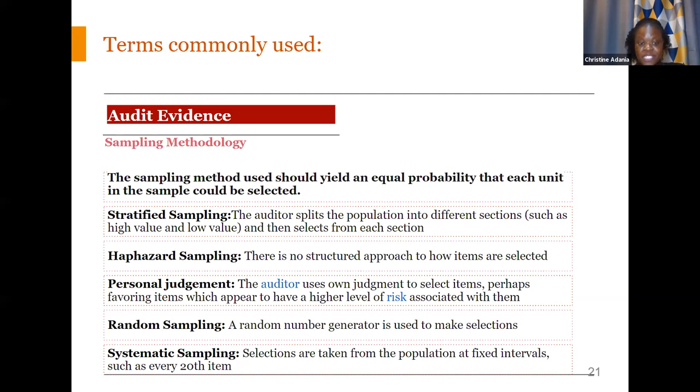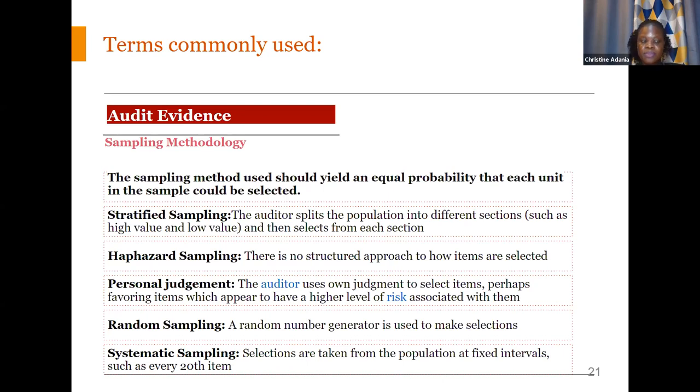And then you have personal judgment, which is one of my favorites to use. The auditor uses own judgment to select items, perhaps favoring items which appear to have a higher level of risk associated with them. Yeah, remember we perform risk-based IT audits.